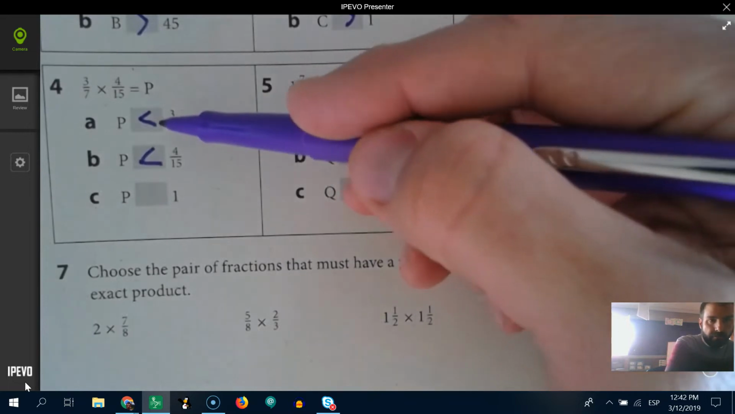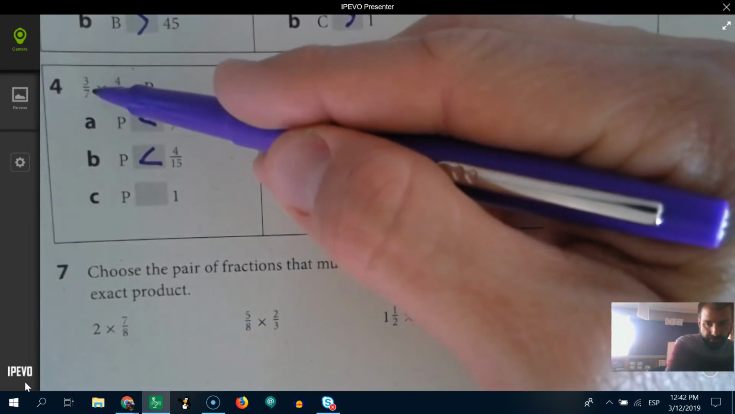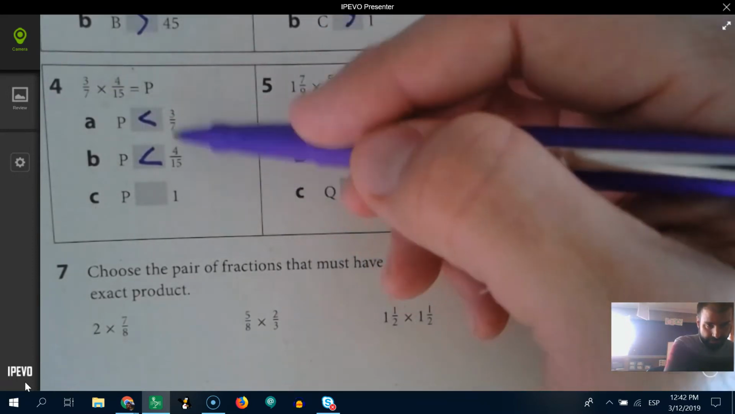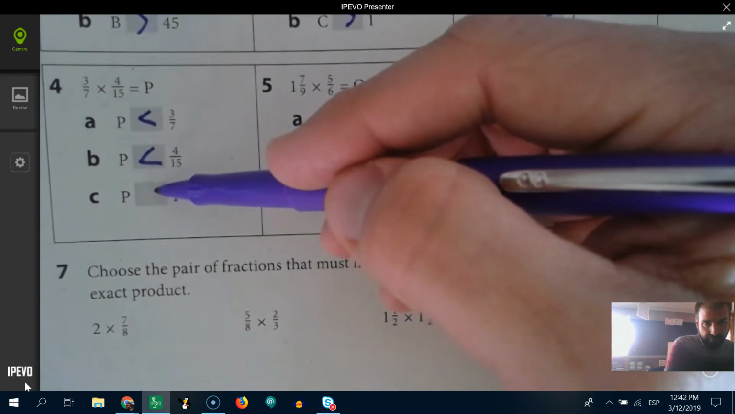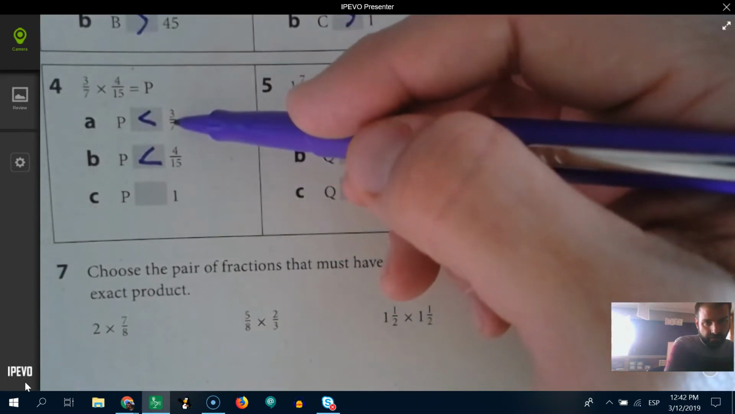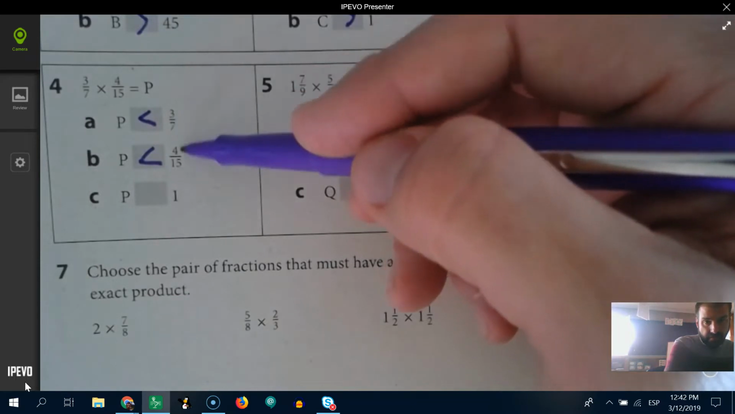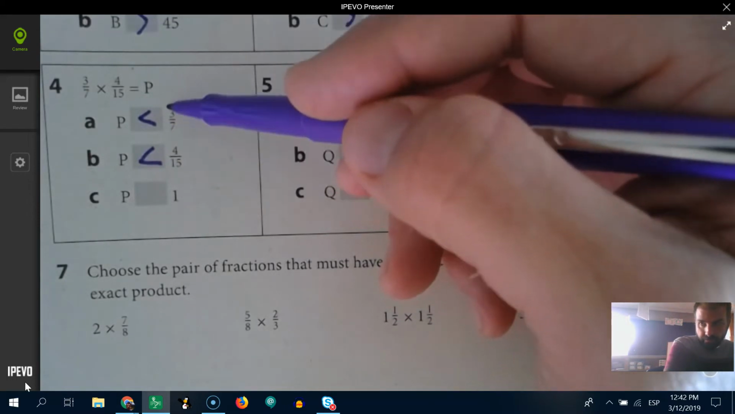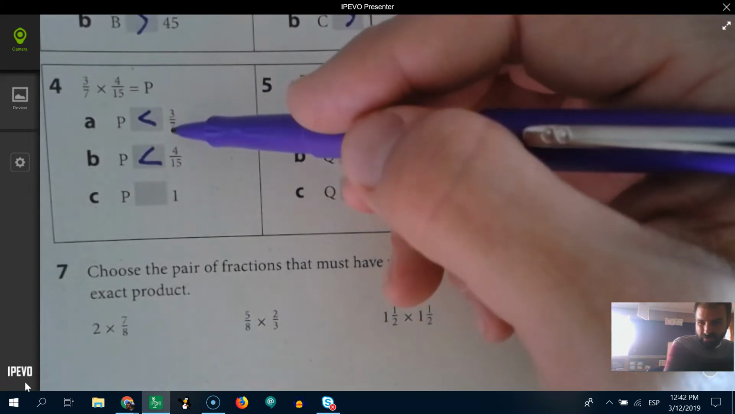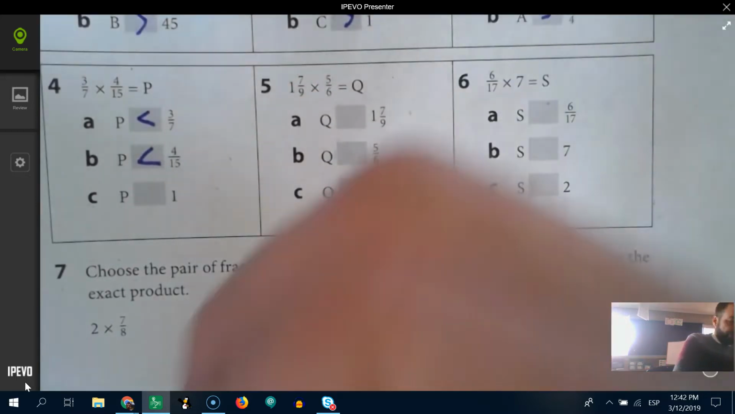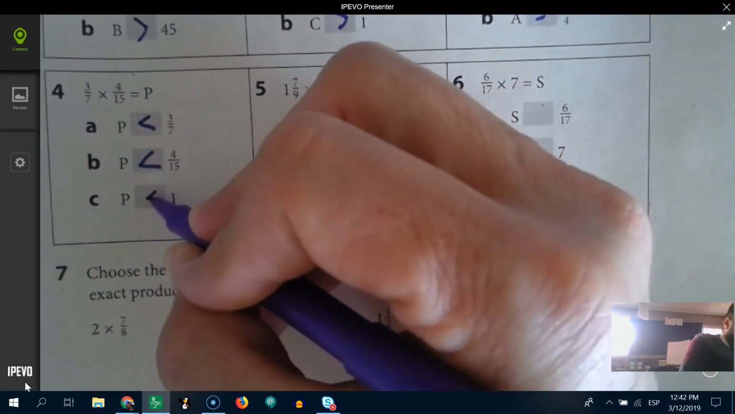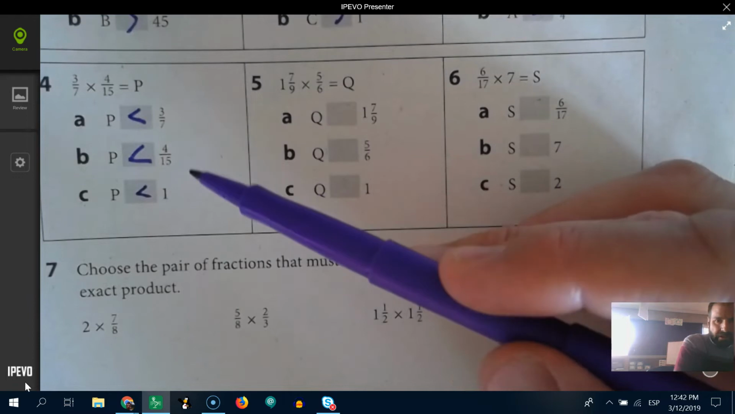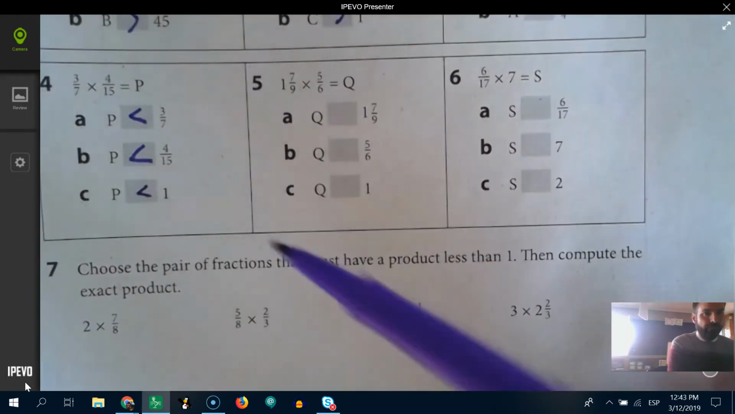Anyway, if my two fractions are less than 1, that means my product is going to be less than each of them. 3/7 is less than half, and 4/15 is less than half. Since my answer is going to be less than both, I don't think it could possibly be more than 1. So our answer is going to be less than 3/7, less than 4/15, and it has to be less than 1. Okay, I'm good with that.